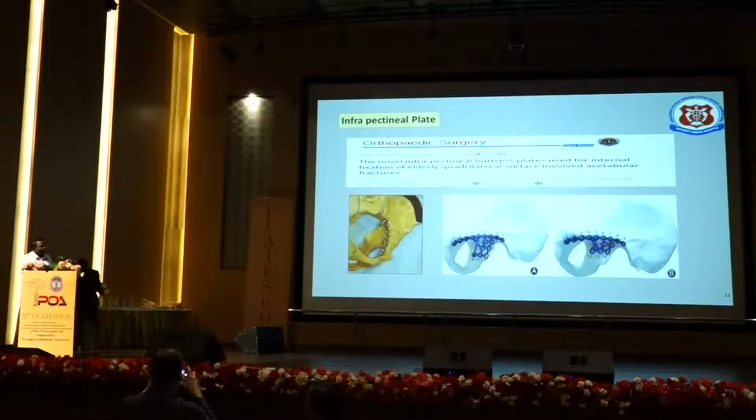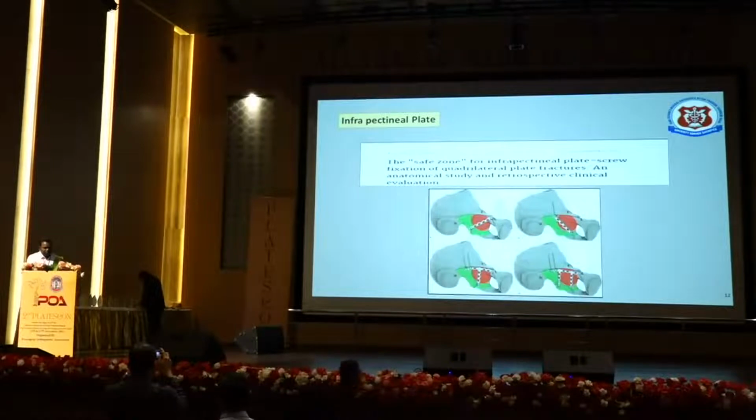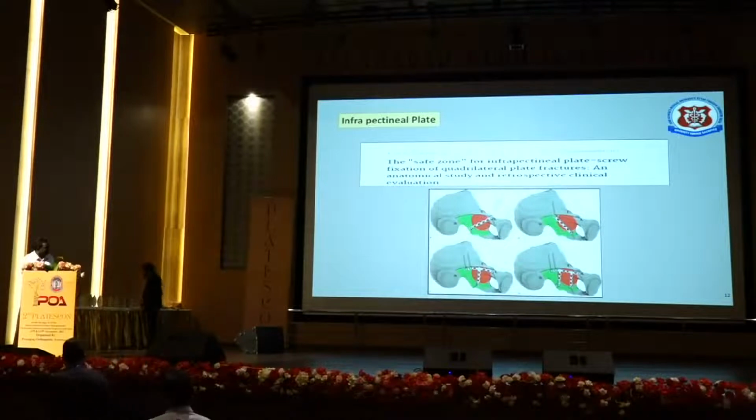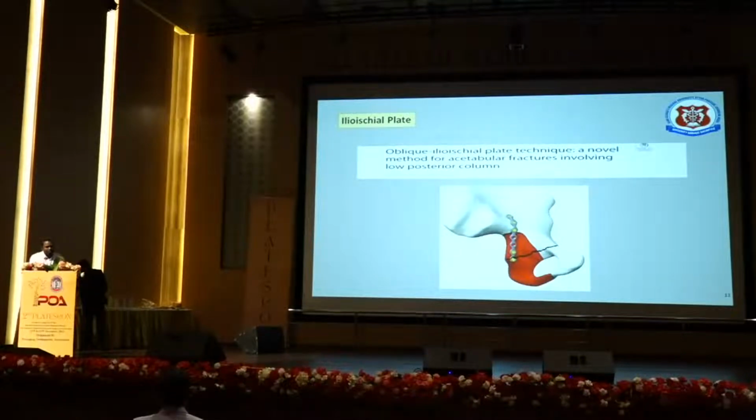And if the posterior column fracture is attached with the quadrilateral surface, then this type of plate can be used to fix this fracture. This green area is the safest zone to fix this kind of fracture, which is associated with quadrilateral plate involvement. This is the oblique ilioischial plate.